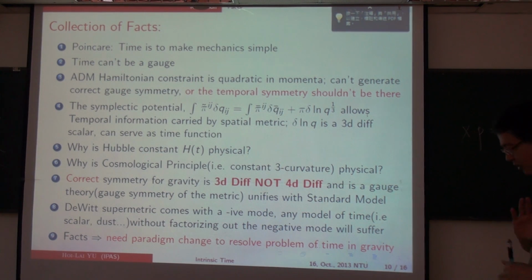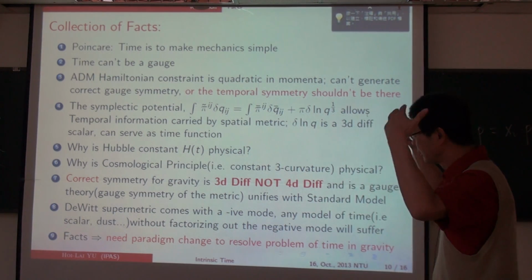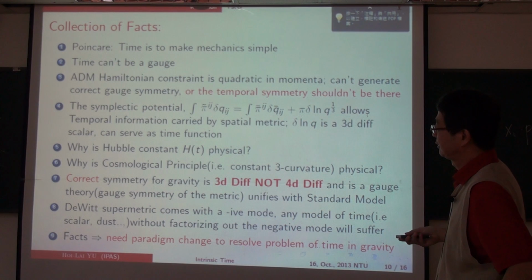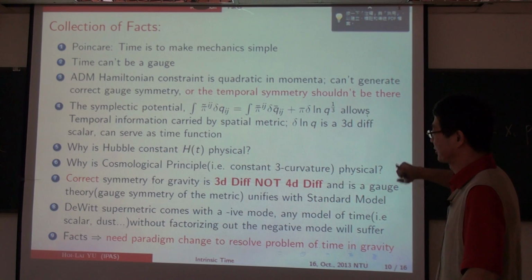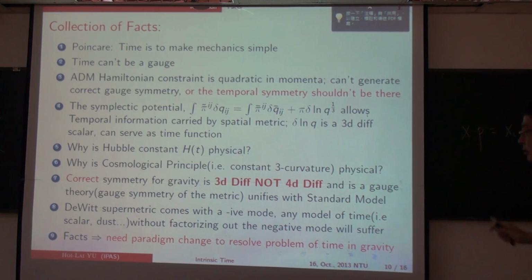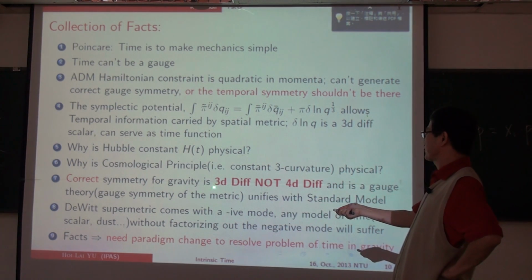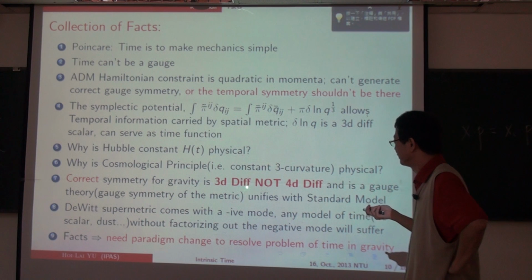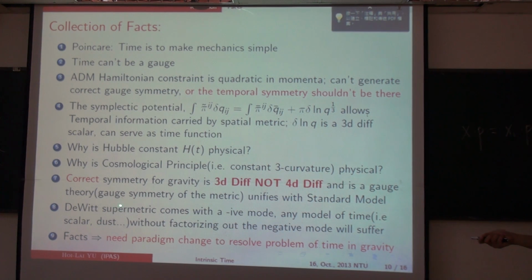The cosmologists don't care about general relativity. That's good, because they make a lot of progress. If they cared, they would just get stuck, maybe for another 30 or 40 years. However, they just go ahead and forget about the question. This is a big question, but they think it is a philosophical question and don't have to care. So all these facts tell you that the correct symmetry for gravitation is actually 3-dimensional diffeomorphism invariance, not 4-dimensional diffeomorphism invariance. And actually this is a gauge theory, therefore it can unify with the standard model. This is the important message.